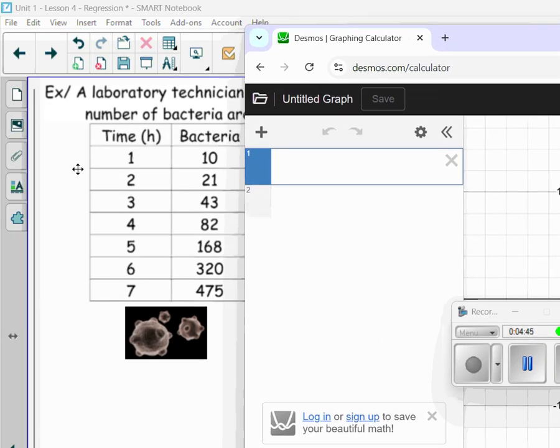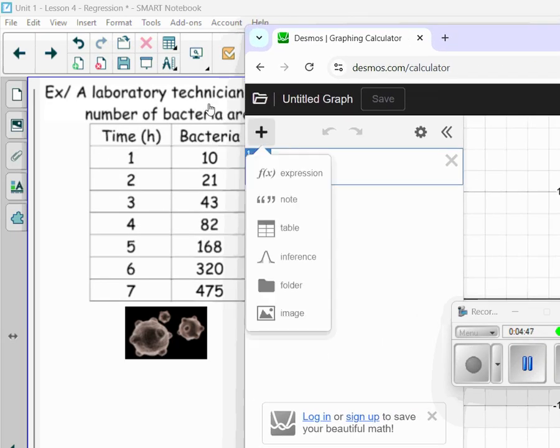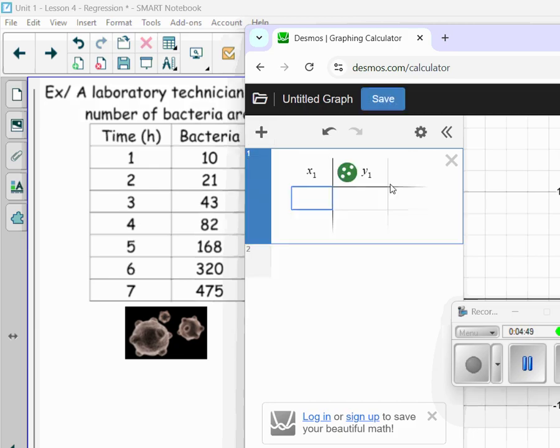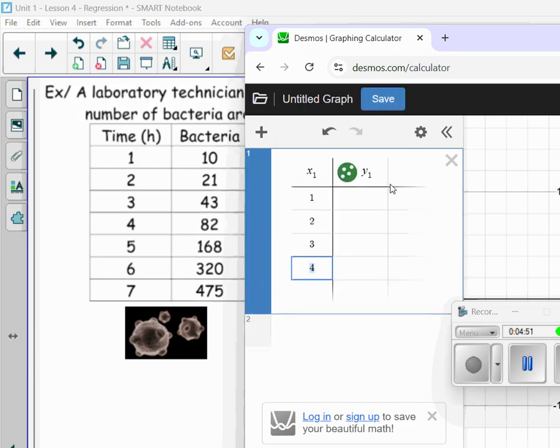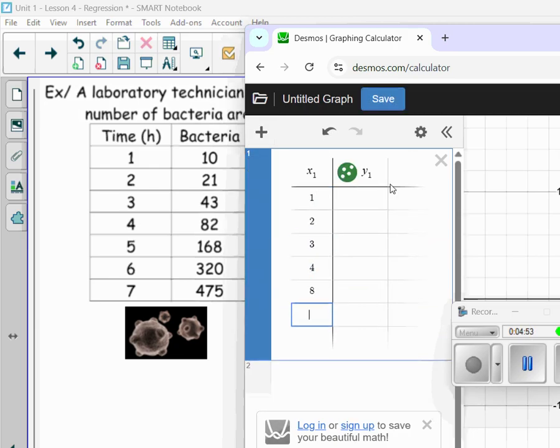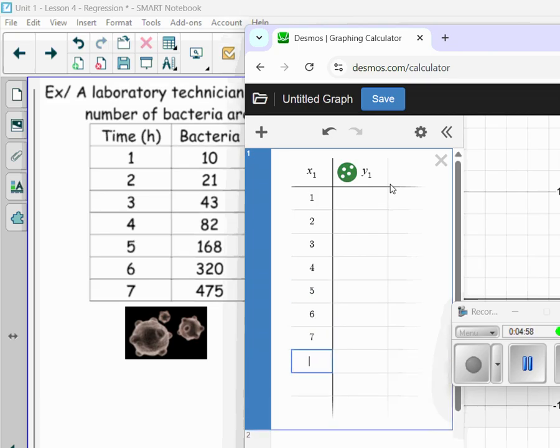Okay, we want to put all this data in here. So we're going to put the plus sign, and we're going to pick table. You can type your table in just the way it looks. If you make a mistake like I did there, you can just go back up to it and type over top of it. Easy to work.